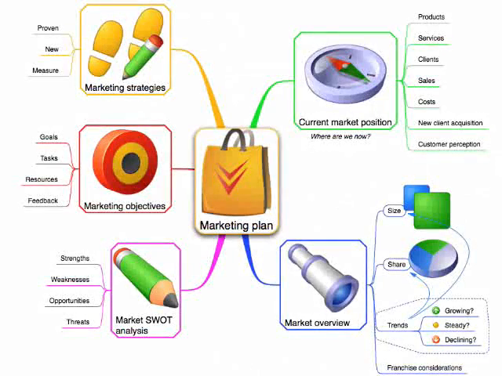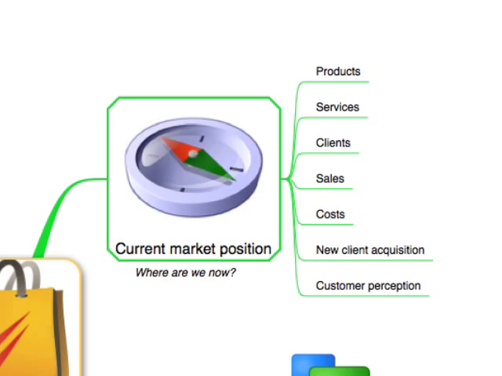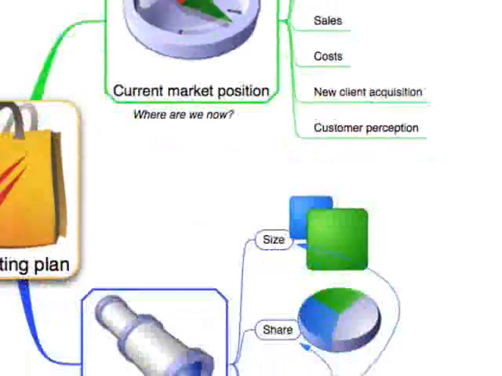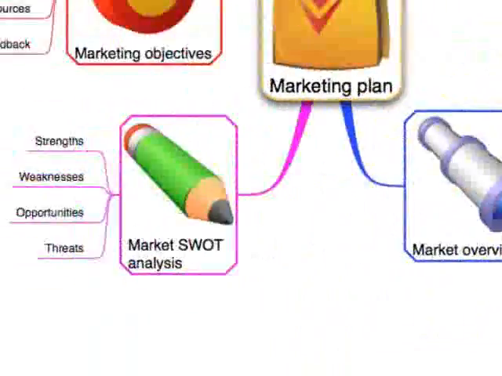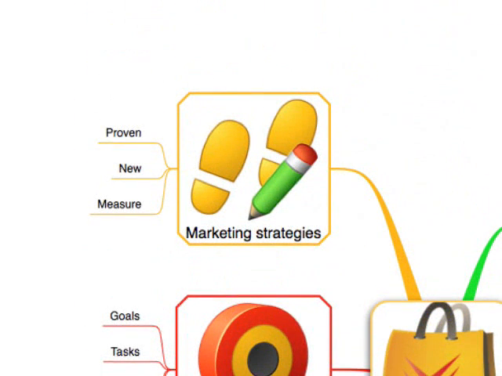Let's pick marketing plans. So you would start at the high level and perhaps draw in a mind map like this from your strategic plan and update it to match the needs of your current business plan. So here we look at the various aspects of the current market position, an overview of the market, do a SWOT analysis of the market, set your objectives, and then work out what strategies you're going to apply.